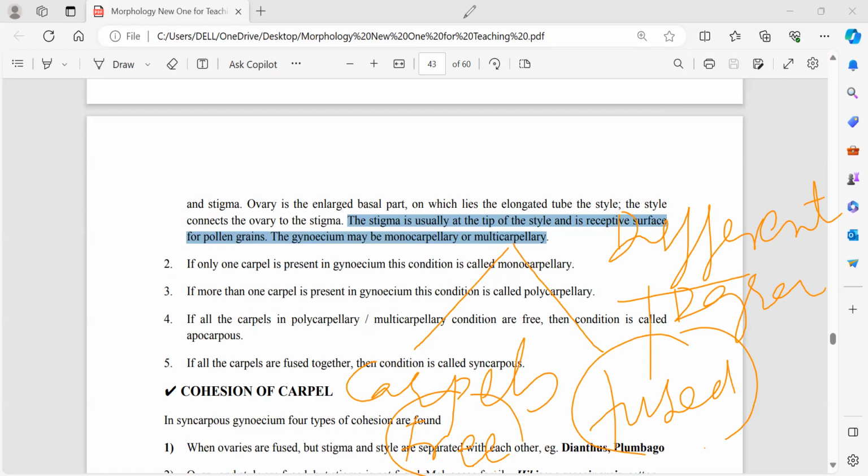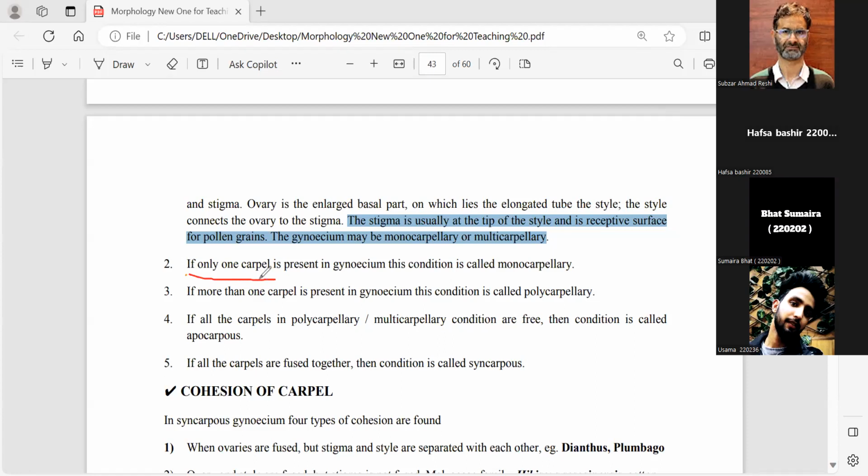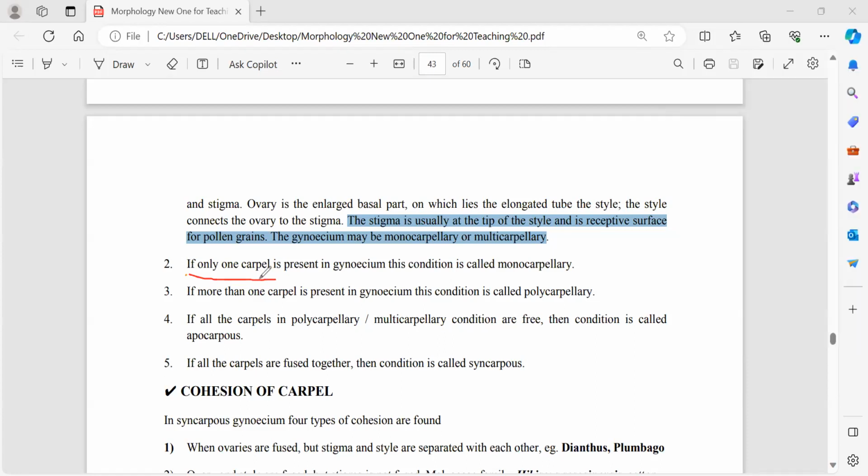Did you understand this much? Yes, sir. Just acknowledge so that I know you are in the class or that I am audible. If one carpel is present in gynoecium, this condition is called monocarpellary. If more than one carpel is present in gynoecium, the condition is called polycarpellary or multicarpellary.